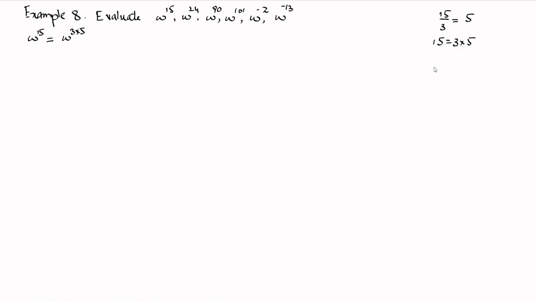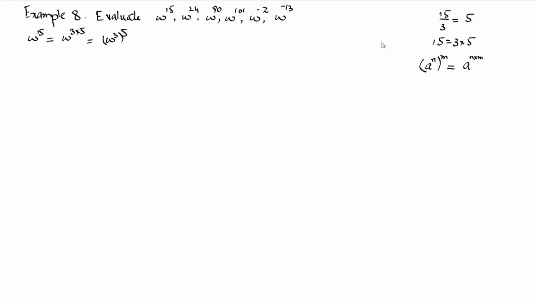Now from the properties of quotient, if a raised to the power n is raised to another power m, then that can be written as a raised to the power n multiplied with m. So here we can write omega cube raised to the power 5.